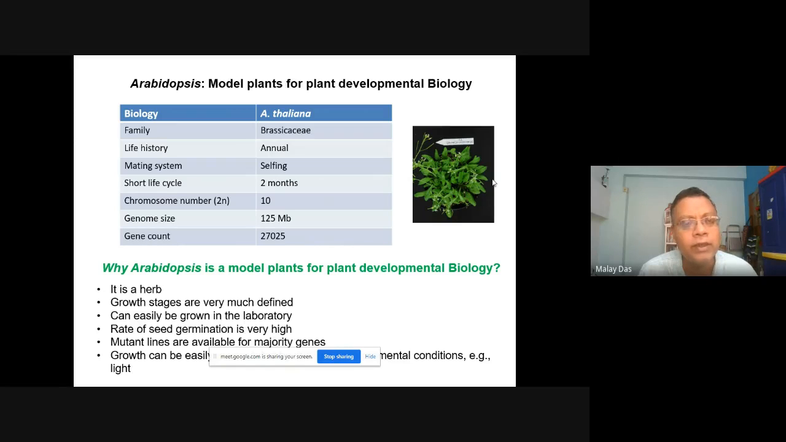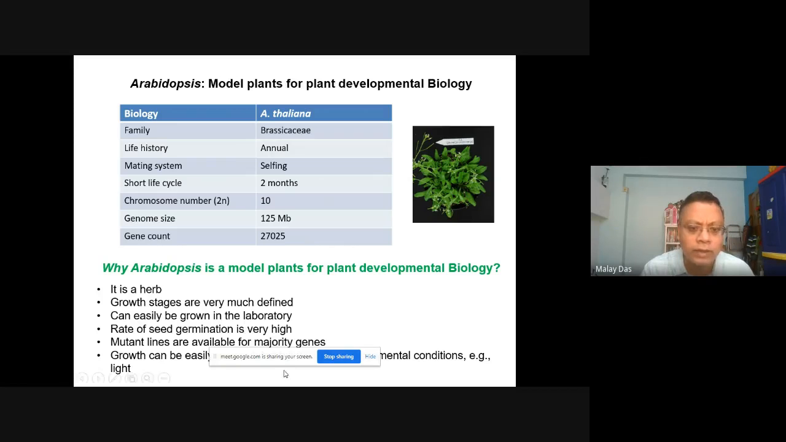Now, Arabidopsis is a member of the family Brassicaceae. Its life history is very short. It can complete its life cycle within 4 months. Its mating system is mostly selfed. It has a relatively short chromosome number, 2n equal to 10. That means the haploid chromosome set is 5. The genome size is relatively small compared to other polyploid plants. Its genome size is 125 megabase, and the gene count is around 27,000.